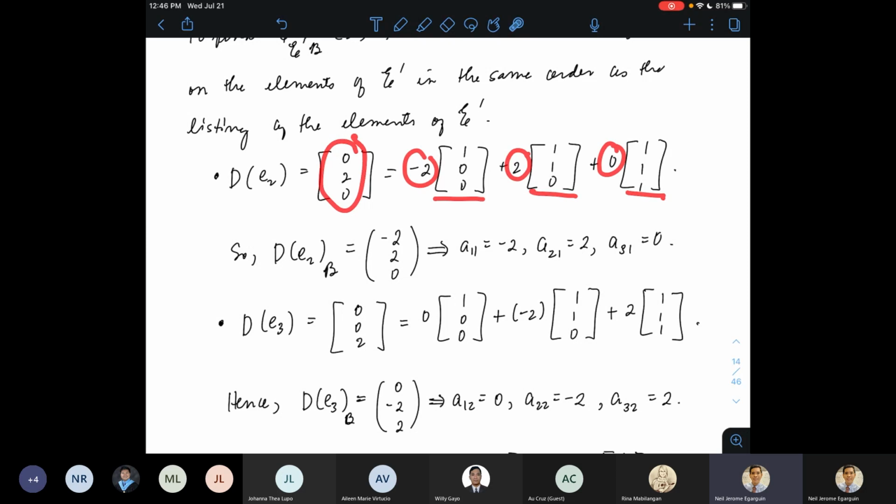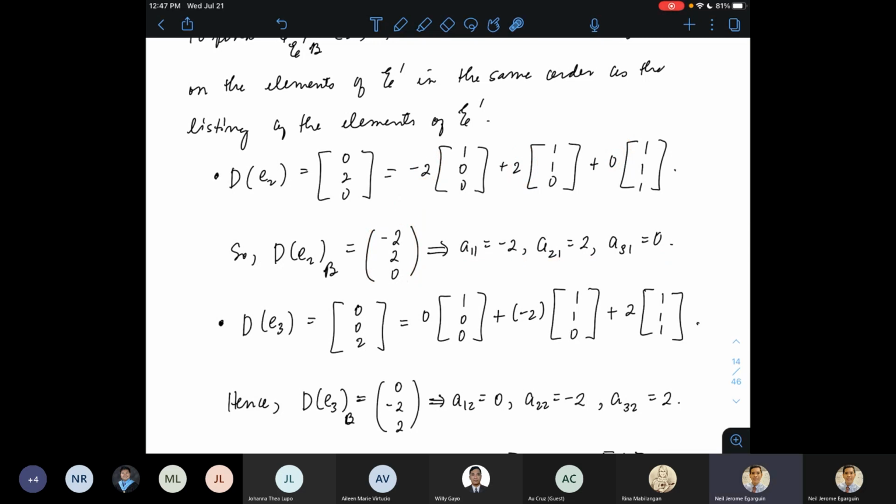Okay? And you can use a solver for a linear equation to find those coordinates or to find those scalars. And you will see that indeed alpha 1 would be -2, alpha 2 would be 2, alpha 3 will be 0. And remember, these coordinates, okay, will be written inside parentheses, all right? And then these guys, -2, 2, 0, will serve as the first column of the matrix representation. That's why A11 is -2, A21 is 2, and A31 is 0.